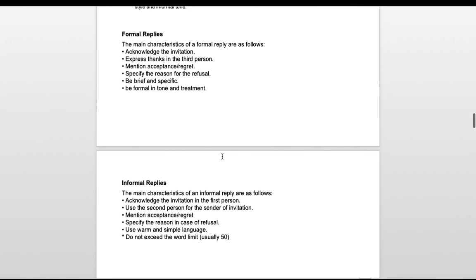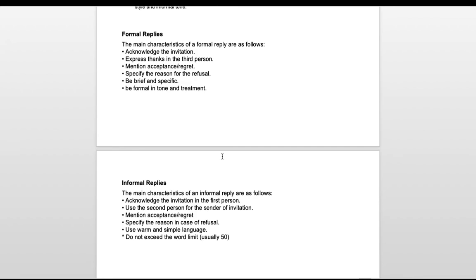Main characteristics of a formal reply are as follows. You should first acknowledge the invitation. You should express thanks in third person. All of these tips would be cleared when we go on and solve some questions. You should mention the acceptance and regret in accepting the invitation and declining the invitation. You should specify the reason for refusal, whether you are having some prior commitments or you're not feeling well, something like that. You should mention the reason for refusal. Be brief and specific, be formal in tone and treatment.